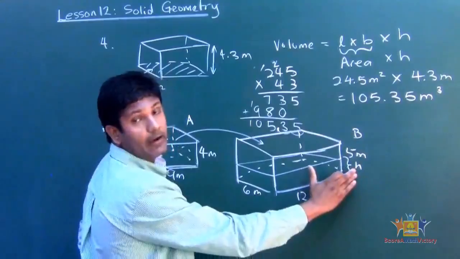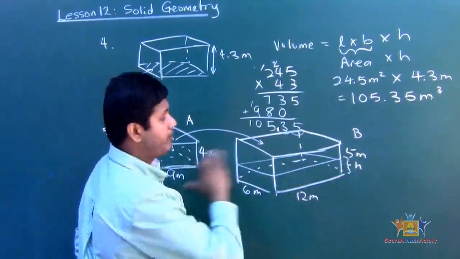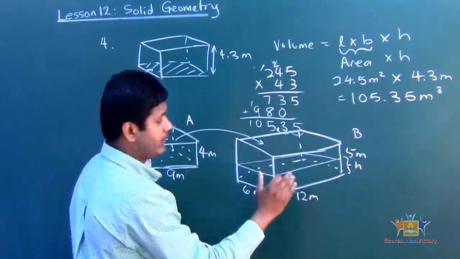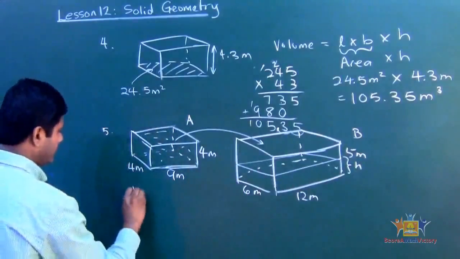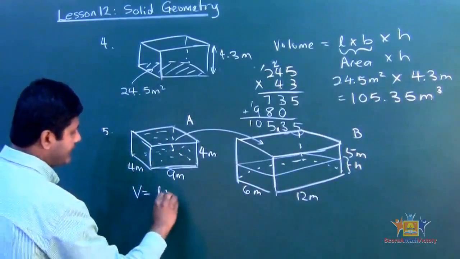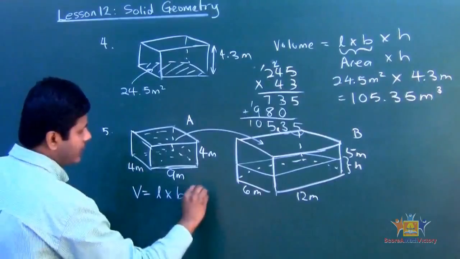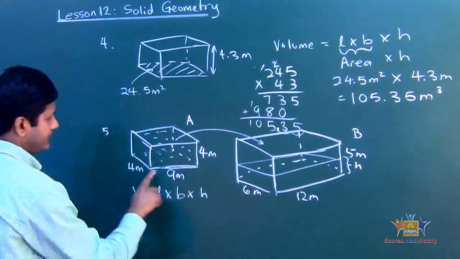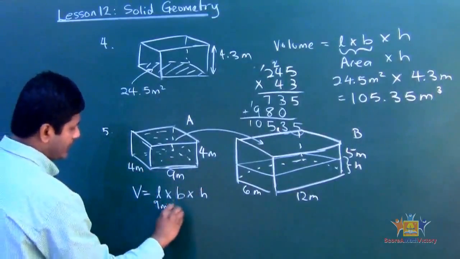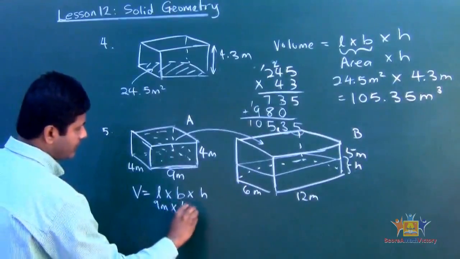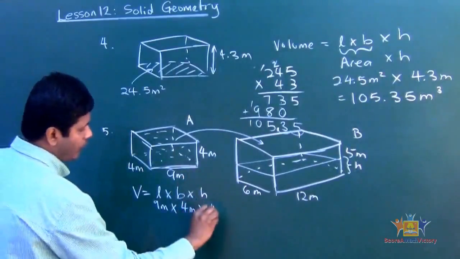That's what we want to find out. What would be the height when I pour this into the big container? Alright, so let's find the volume. Volume equals length times breadth times height. And we know the length is 9 meters, the breadth is 4 meters, and the height is 4 meters.